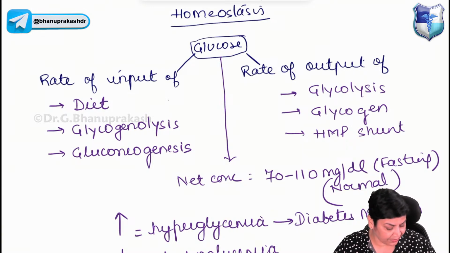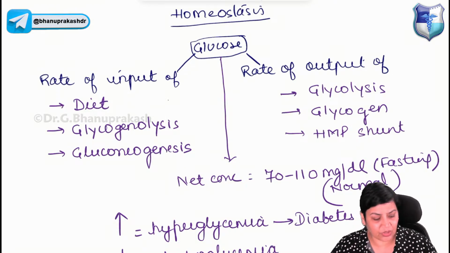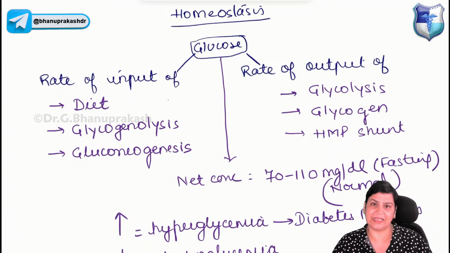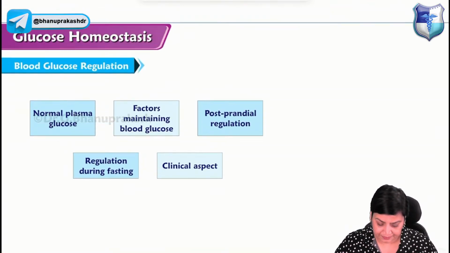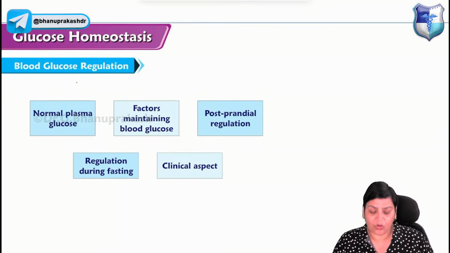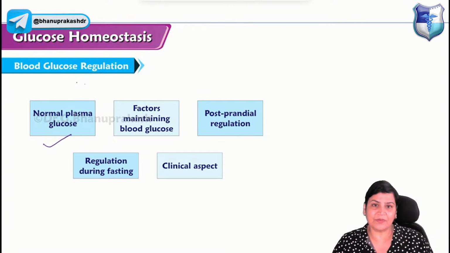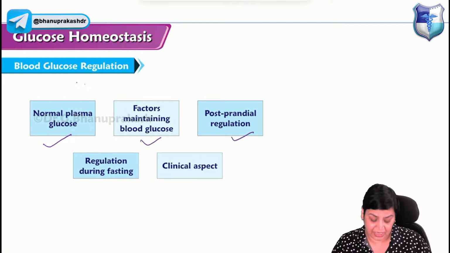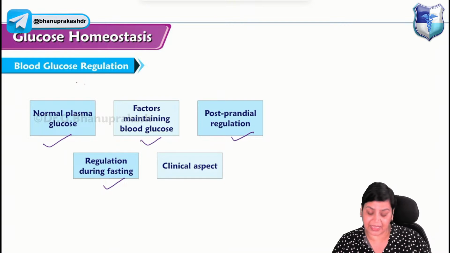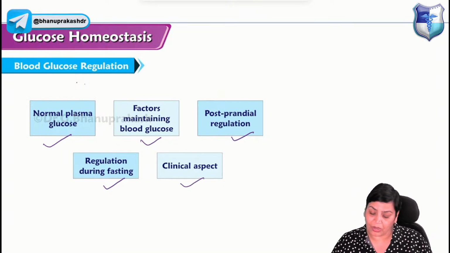So that is what homeostasis is, which we will be discussing here. Now coming over to this, now see, how blood glucose is regulated. Obviously, normal plasma glucose is there. Factors which are maintaining glucose, postprandial regulation, regulation during fasting, and what is the clinical aspect of this. This all we are going to cover.